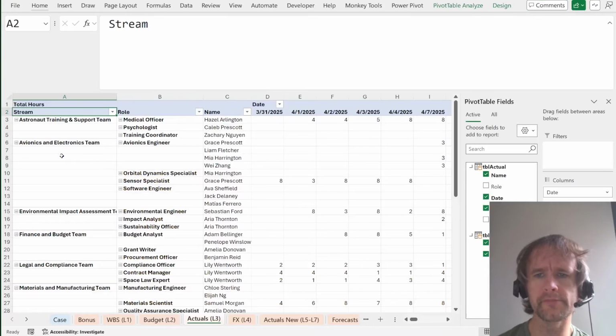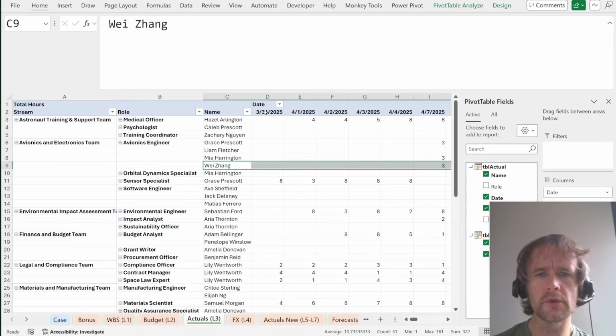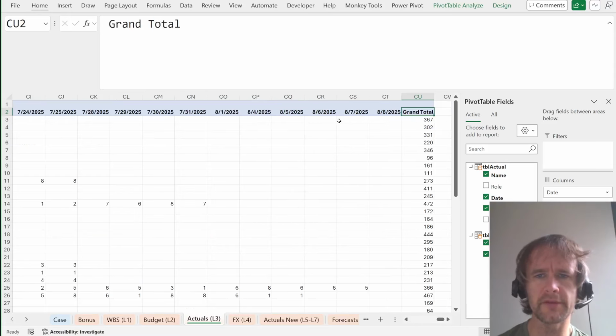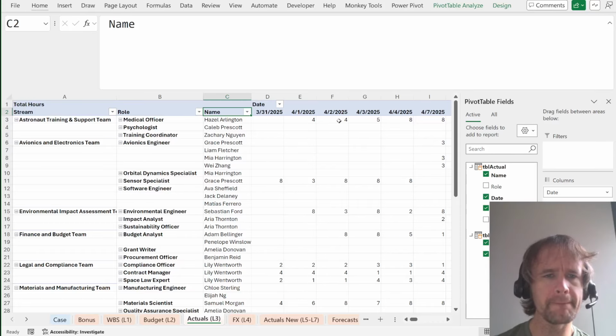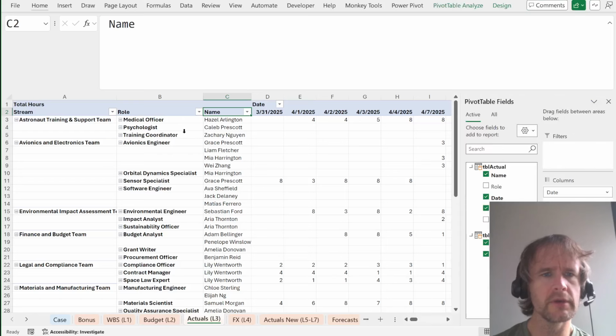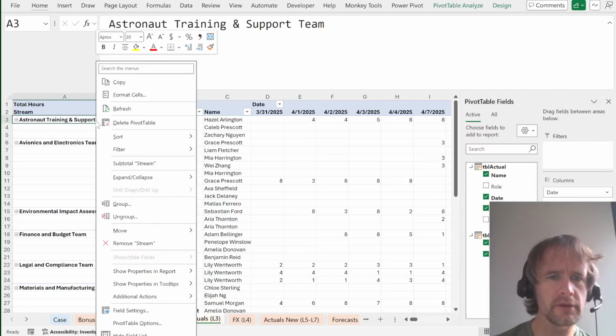Okay. So, sorry, these are individual dates. When I saw 331, I thought these were month ends, but that's fine. So stream, I am only interested in a whole stream. Okay, fine. So then I think there's an option to repeat labels here somewhere.